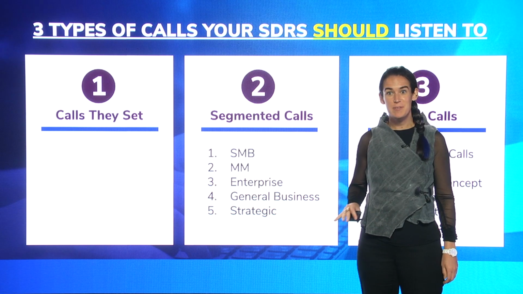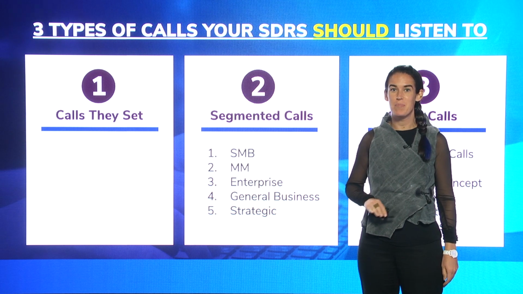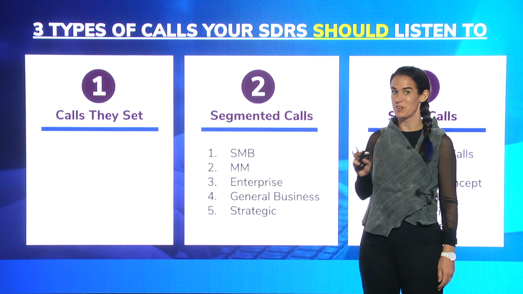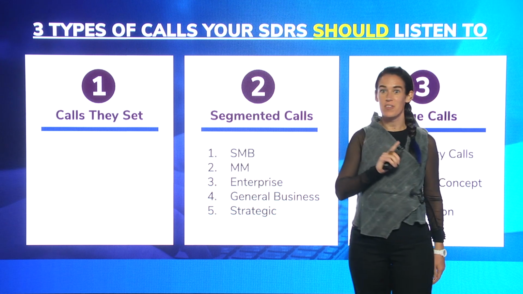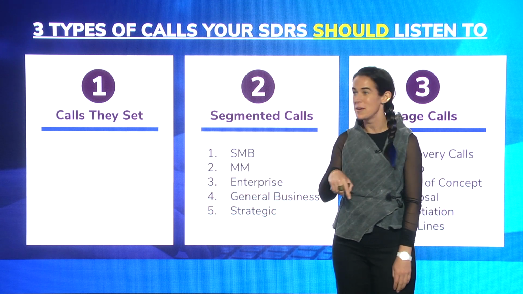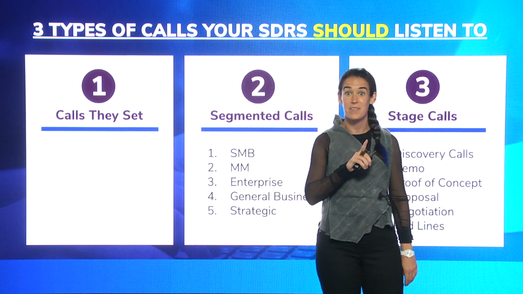There are 7 types of calls that you can have them listen to, and I put the type of call and then examples for each one of these types of calls. But let's start with the first 3. The first type of call that your SDR can listen to help them become an AE and prepare to become an AE is number 1, calls they set.